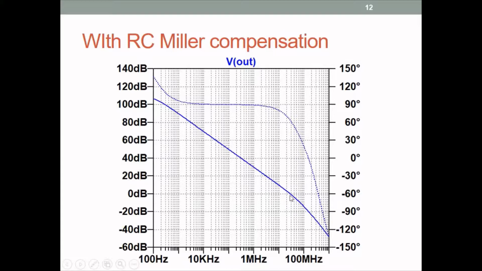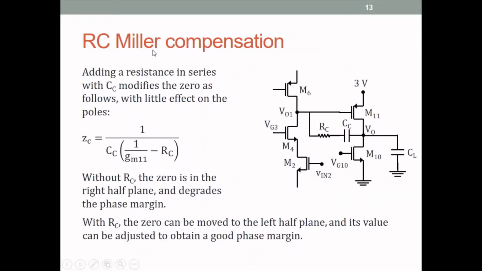And now at the 0 dB frequency, if you look at the phase, it is 60 degrees. Alright, so that is a nice phase, 60 degrees. Alright, so let us look at RC Miller compensation. So what it turns out is that if we add a resistance in series with the Miller compensation capacitor, then that modifies the position of the zero, but it does not affect the pole positions too much. And so this allows us to play around with the frequency of the zero. So let's talk about it.